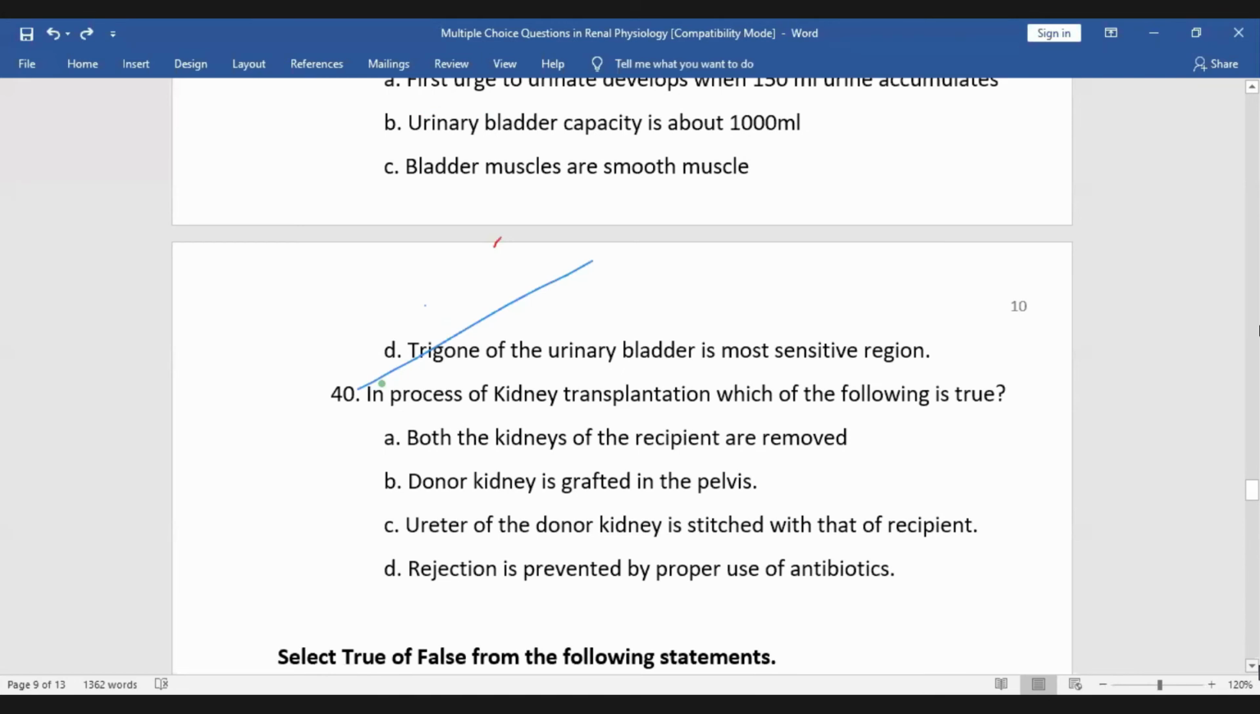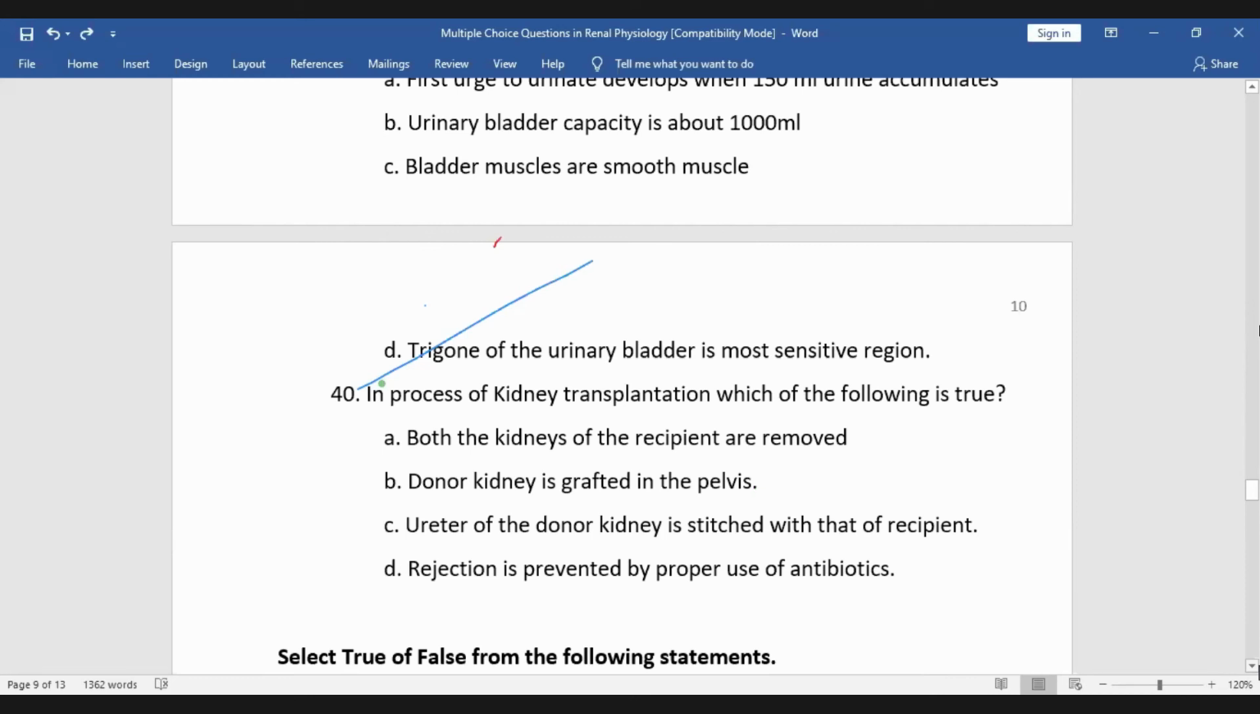Ladies and gentlemen, in the process of kidney transplantation, which of the following is true? Only 1 out of 4 is the true one. In kidney transplantation, do we remove both the kidneys of the recipient before we graft? We don't remove the diseased kidney of the recipient. We let them lie there. We put the donor kidney somewhere else. The donor kidney is grafted in the pelvis. Yes, that is the correct answer.